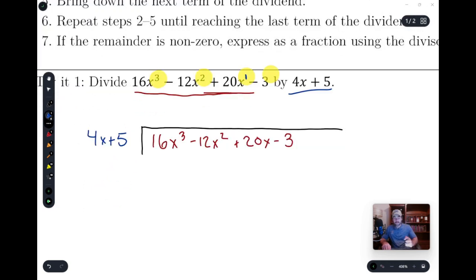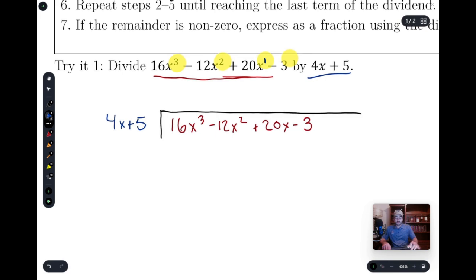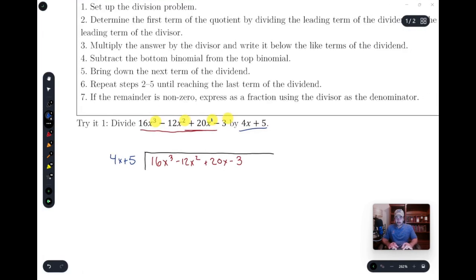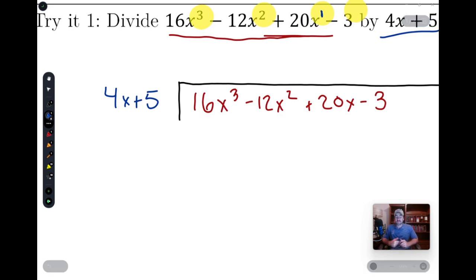Because nothing was skipped, we don't have to draw a little arrow and add 0x^2 or something like that in the middle. If it were missing, we would. It's just an important thing to check. So now we're going to look at the leading terms of both the divisor and the dividend, and ask ourselves, how many times can 4x go into 16x^3? Or a better question might be, what times 4x equals 16x^3?